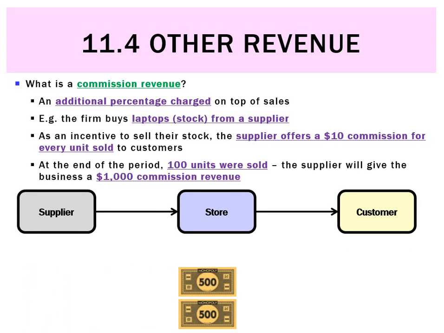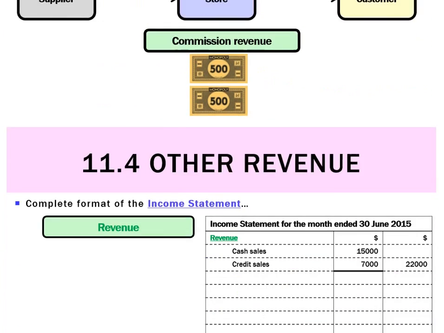At the end of the month, we're going to have a whole bunch of commissions. So in this case, we got $1,000 of commissions. We sold 100 units for $10 each. That's going to be revenue, and it's revenue from selling stock. We did such a good job selling the Apple laptops that we earned $1,000 of commission revenue. So that's why a commission goes under the revenues section.